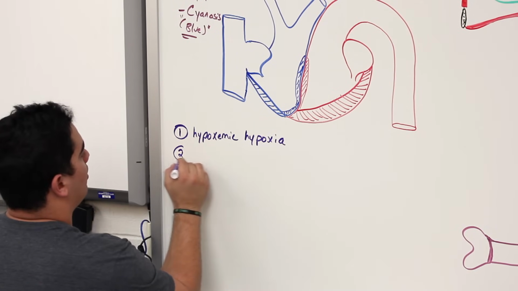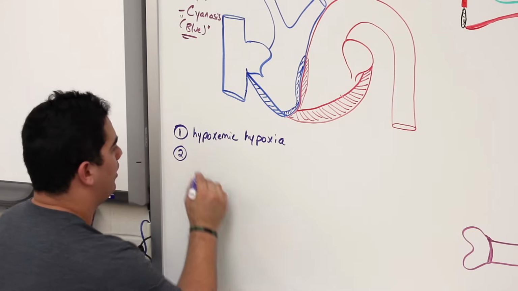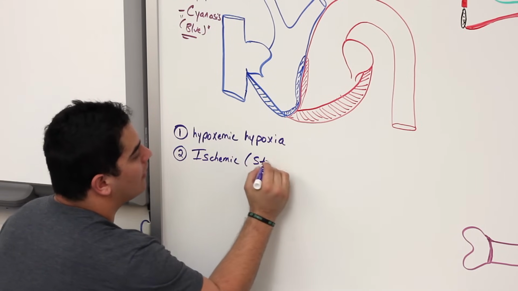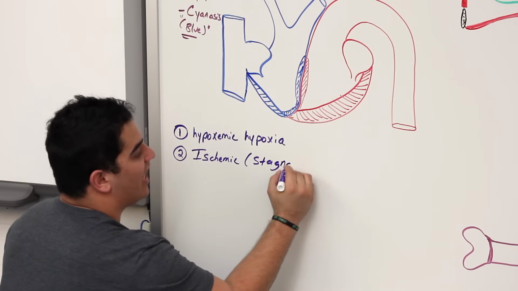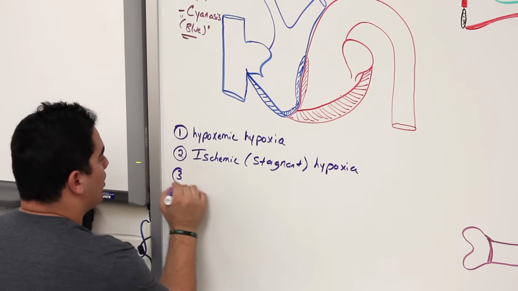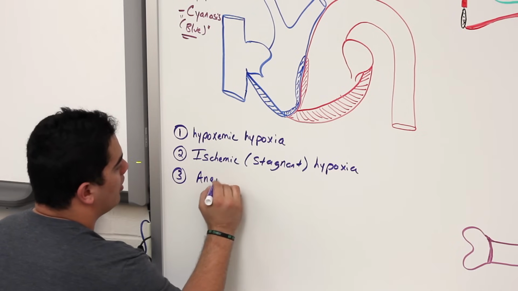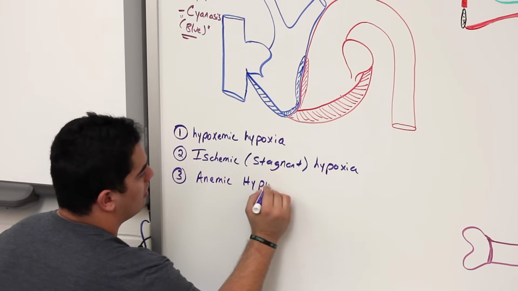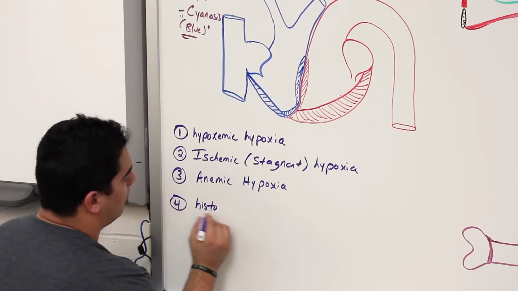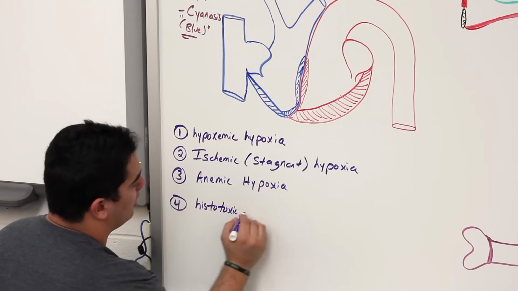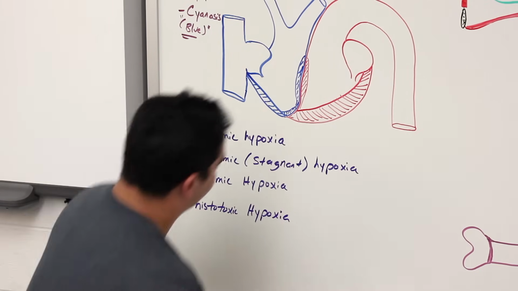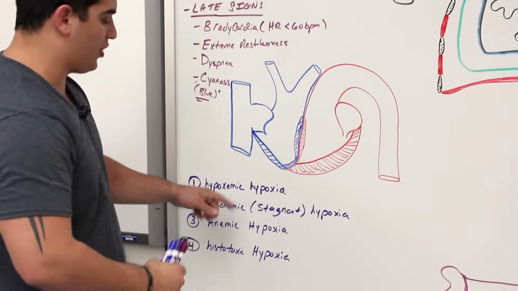We're going to talk about another one, which is called ischemic. You know what's called ischemic? And they even call it stagnant. So they can call it ischemic hypoxia or stagnant hypoxia. And then there's the third one, which we're going to talk about, which is going to be anemic hypoxia. And the last one that we'll talk about is going to be histotoxic hypoxia.